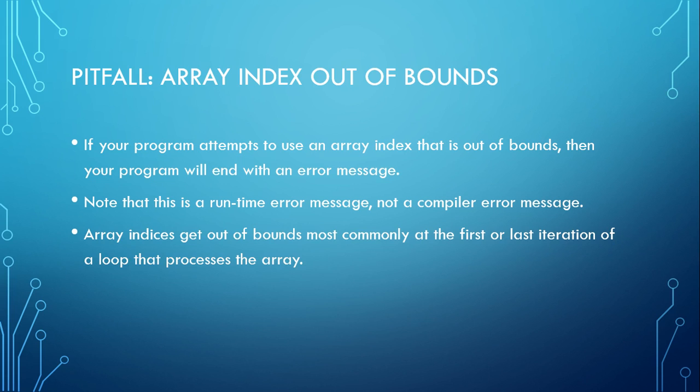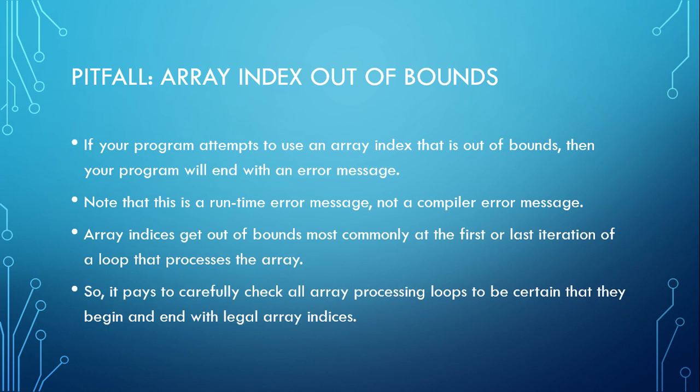Now, array indices get out of bounds most commonly either at the first or the last iteration of the loop that processes the array. So it's either going to happen right away or it's going to get there once it's completed the entire array, but it will crash. So it pays to carefully check all array processing loops to be certain that they begin and end with legal array indices. This is very important.